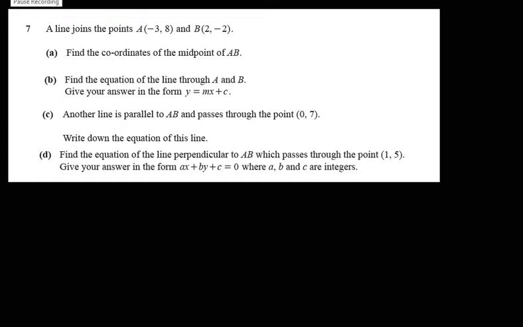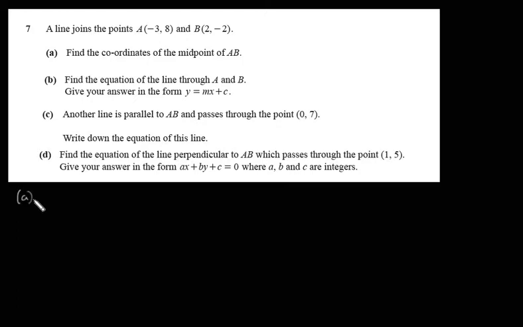Today we are going to look at question number 7 of IGCSE paper 4 extended of May/June 2017. We are given 2 points A and B and we need to find the midpoint of those two coordinates.